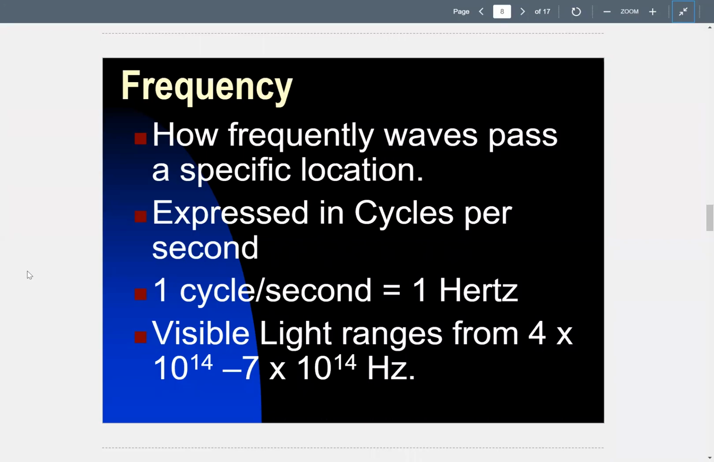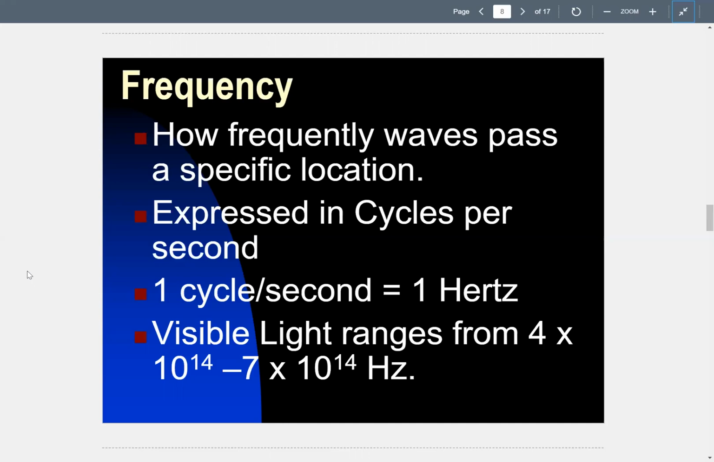Visible light frequency is in the 4 times 10 to the 14th to 7 times 10 to the 14th hertz. And that is 400 trillion to 700 trillion times per second. So when you are looking at visible light, the reason why it's visible light is it has enough energy to actually cause chemicals to change in your eyes.